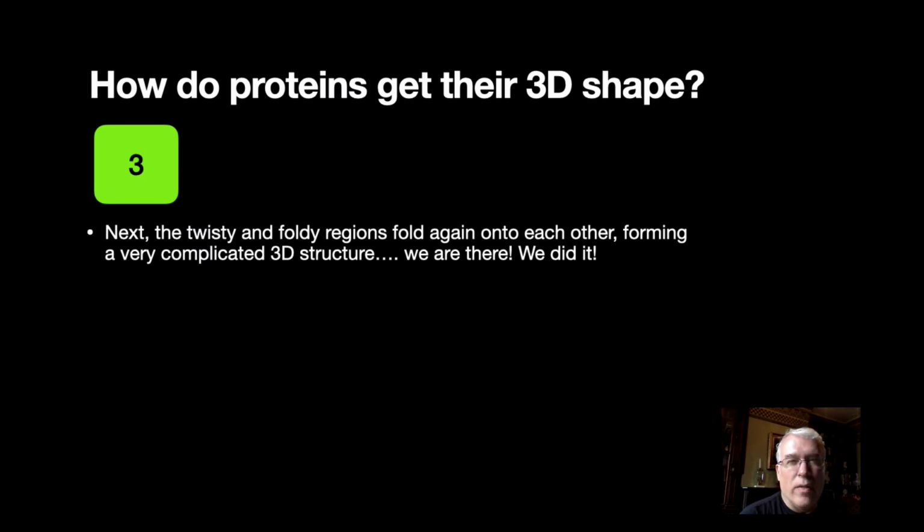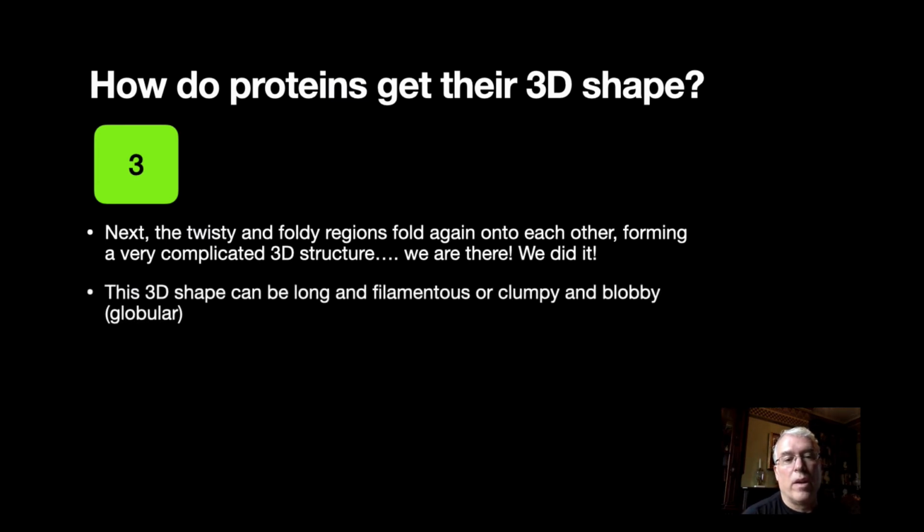And the conformation or shape that this three-dimensional protein takes is very sensitive to environmental conditions. Remember the pH, temperature, salt concentrations. Okay, this three-dimensional shape can be really long, like a filament, like a hair maybe, or it could be clumpy and blobby, what we call globular, or anything in between, or any combination of these shapes. It's almost infinite, the number of shapes that these proteins can take.